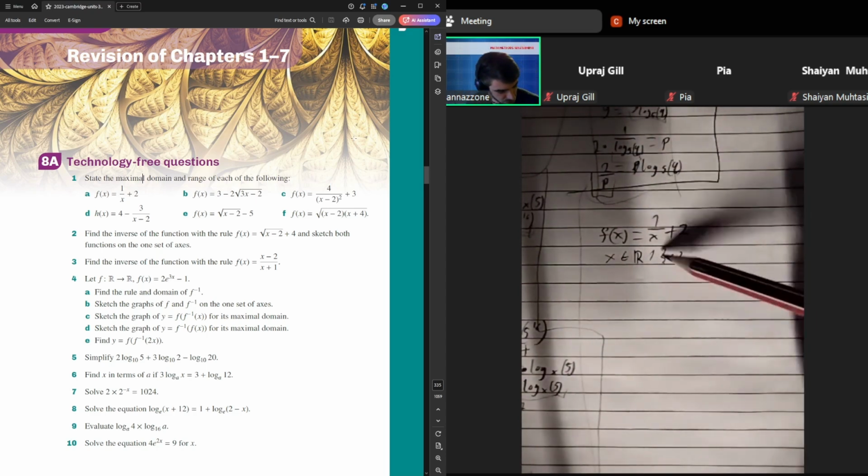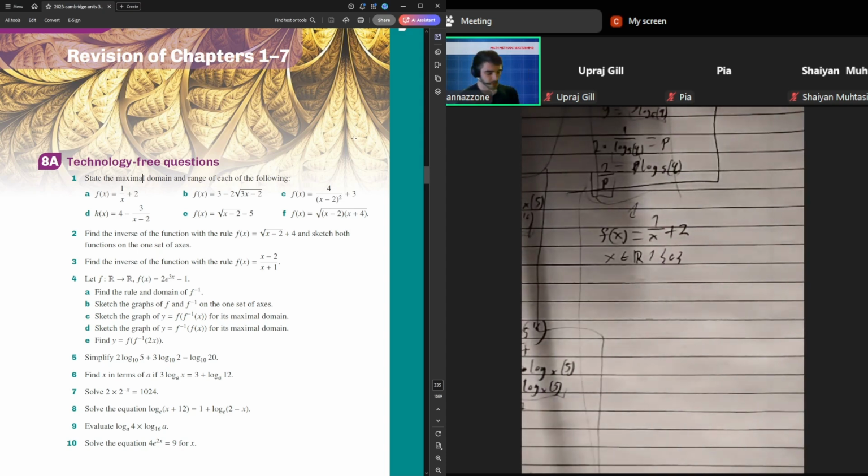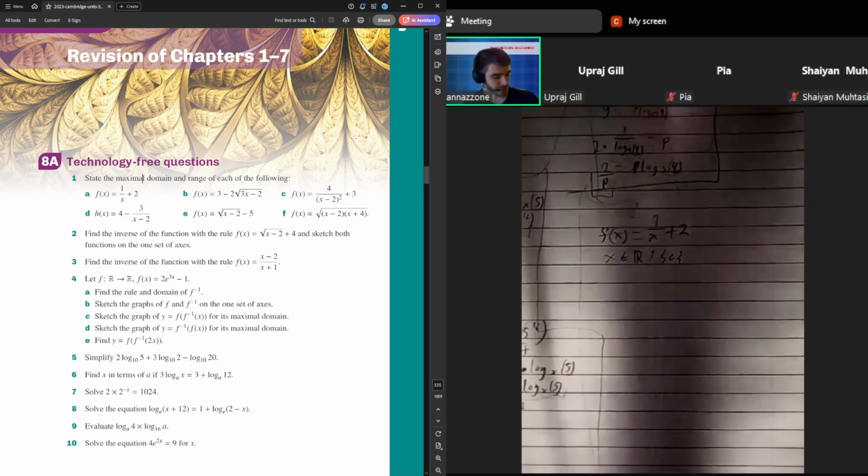But okay, so that's domain for this function f of x. What's the range of that going to now be? Bit tougher of a question. Usually requires a bit of a quick hand-drawn sketch to get an idea. Would it be y is equal to 2? Y equals 2 will be the only value that you can't have, because that's where the asymptote would be.